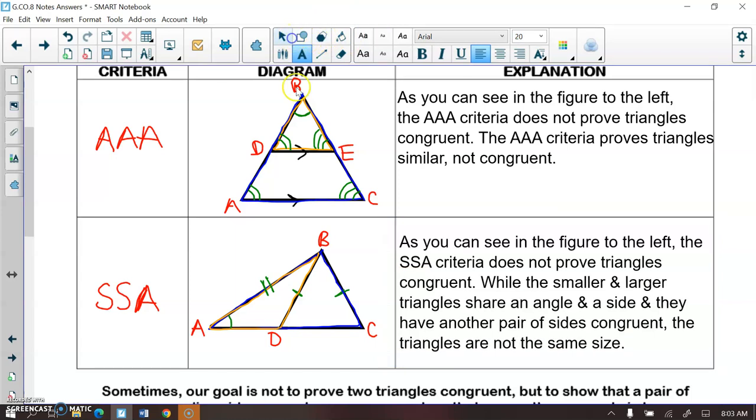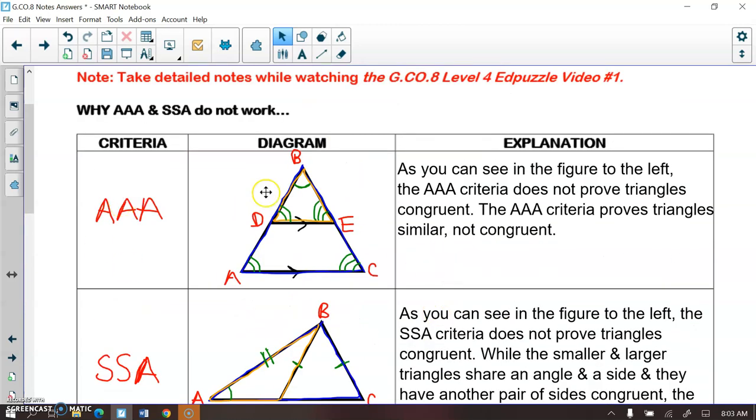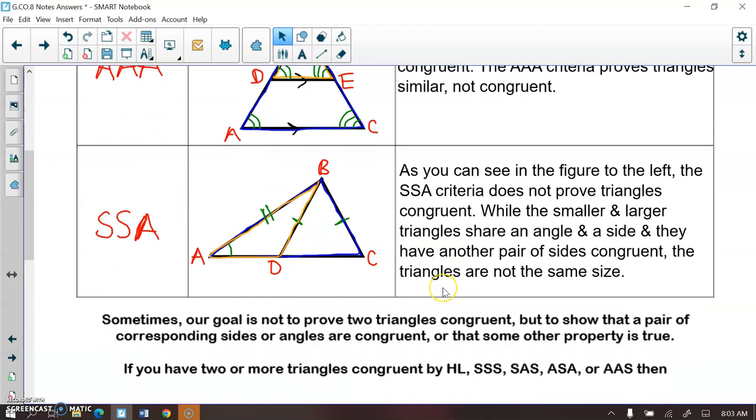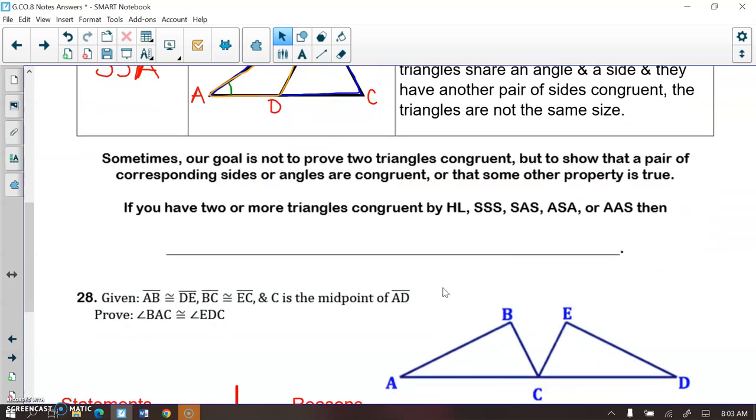Now, SSA does not prove that the triangles are similar. When I say similar, I mean the sides are proportional. Here, the sides are not proportional. So SSA does not prove triangles similar, only AAA does. So keep that in mind. But this is why the SSA criteria does not work.